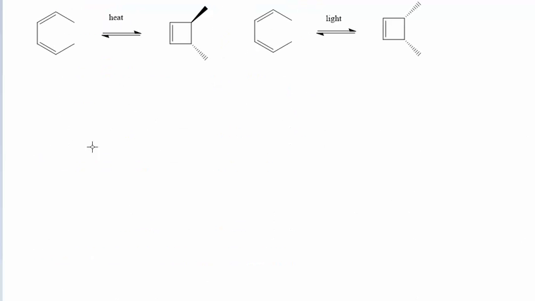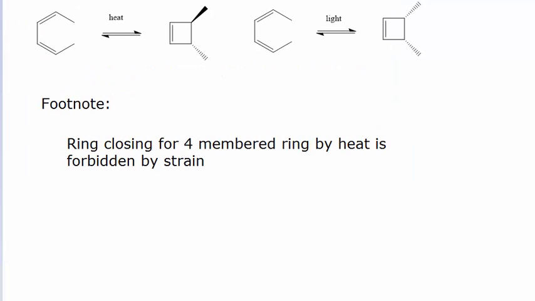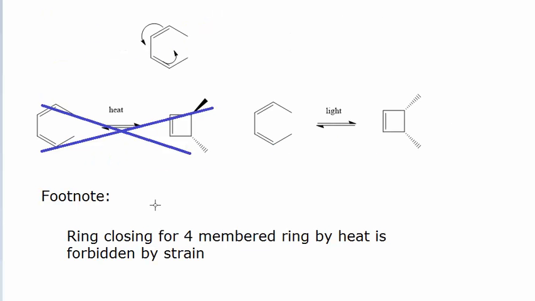And a slight footnote: technically this won't happen. A 4-membered ring closed thermally is not favored at all by sterics. So this is the one exception you need to know from this reaction type. It might show up on your final, so make sure to pay attention.